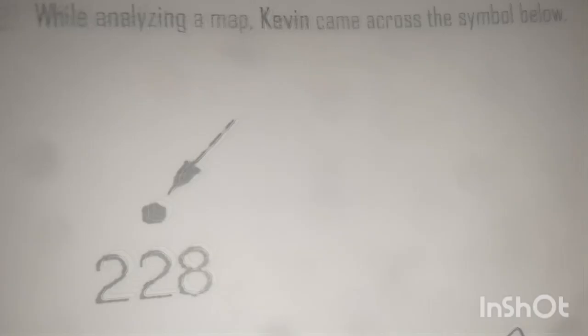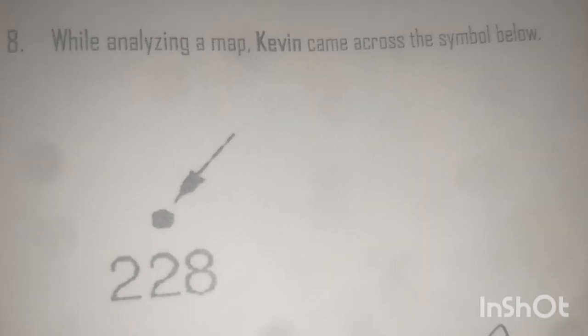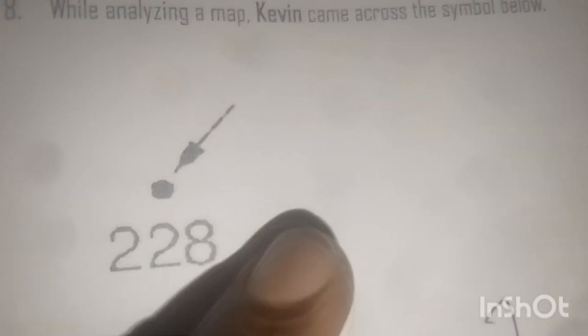While analyzing a map, Kevin came across the symbol below. So we have a dot here and we have 228, and there is an arrow there. Then you're asked, the symbol is used to represent a dash, 1 mark. So this is used to represent a spot height, like the dot here.